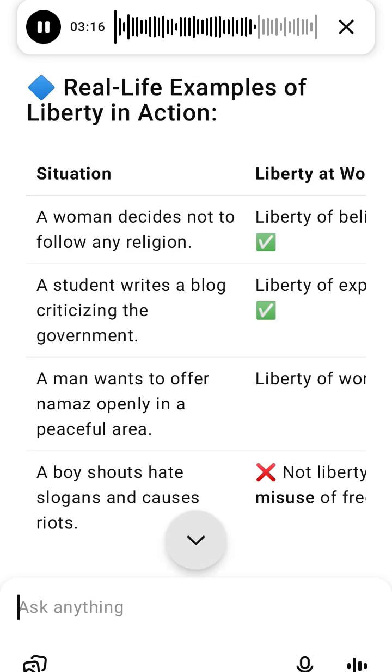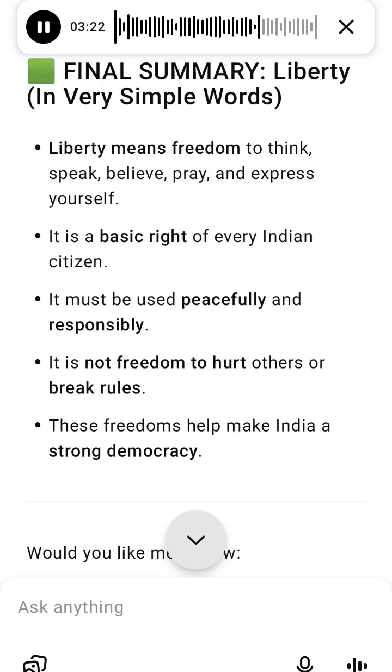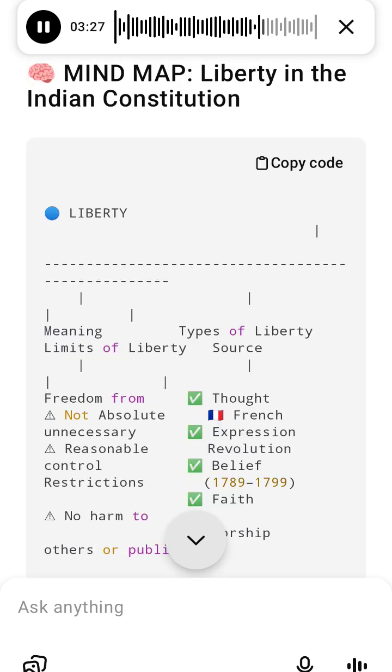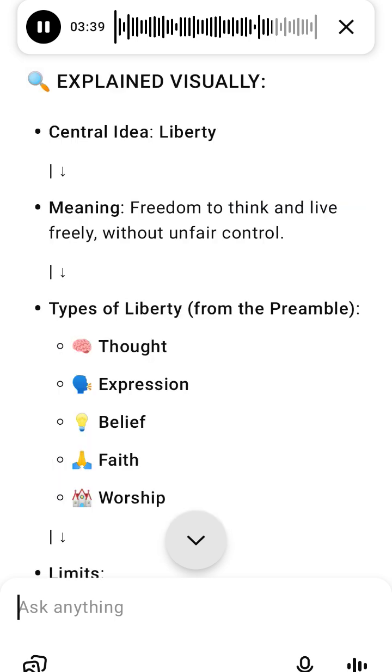Real-life examples of liberty in action. Situation, liberty at work. A woman decides not to follow any religion. Liberty of belief and faith. A student writes a blog criticizing the government. Liberty of expression. A man wants to offer namaz openly in a peaceful area. Liberty of worship. A boy shouts hate slogans and causes riots. Not liberty, that's misuse of freedom.